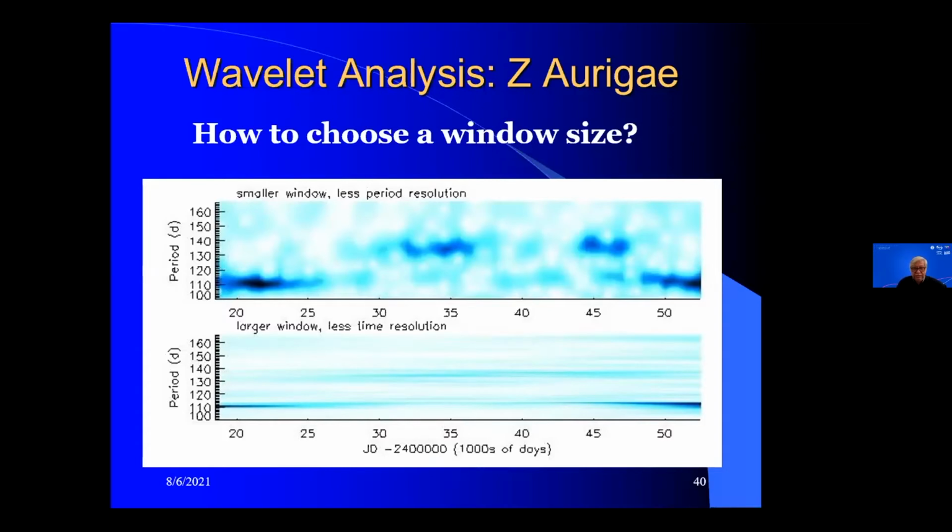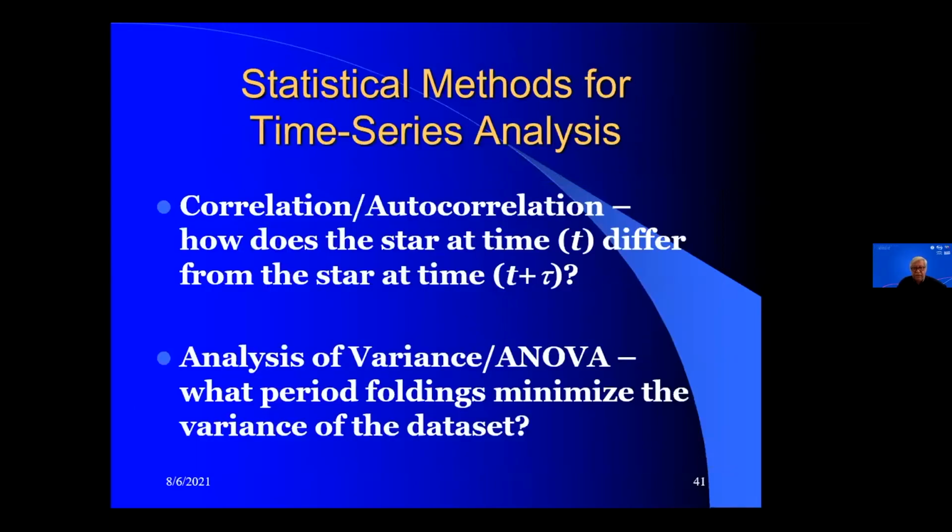So we leave this frequency domain and wavelet analysis, which I introduced to you, and we come to the statistical methods of time series. This comes in two categories: correlation and autocorrelation, and analysis of variance. In correlation and autocorrelation, which you can find very well written in the book by Feigelson and Babu, how does the star at time t differ from that star at time t plus tau? While in analysis of variance, the so-called ANOVA, what period foldings minimize the variance of the data set? This looks more or less like the PDM.